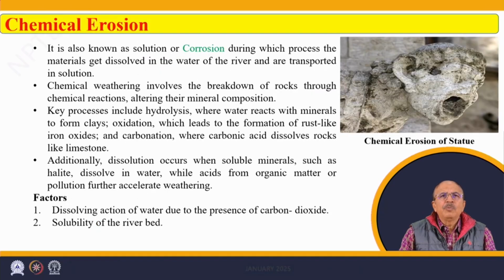The next type of erosion is the chemical erosion. It is also called corrosion. This is a process in which the material gets dissolved in the water of the river and is transported in solution. Chemical weathering involves the breakdown of rocks through chemical reactions, altering their mineral composition. Key processes include hydrolysis, where water reacts with minerals to form clays, oxidation, which leads to the formation of rust-like iron oxides, and carbonation, where carbonic acid dissolves rocks like limestone.